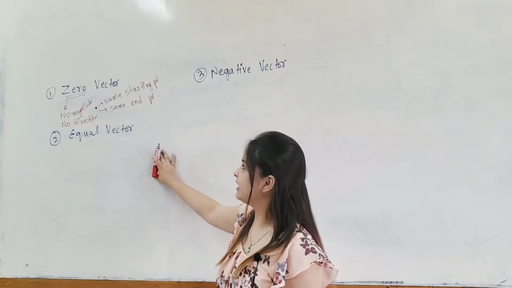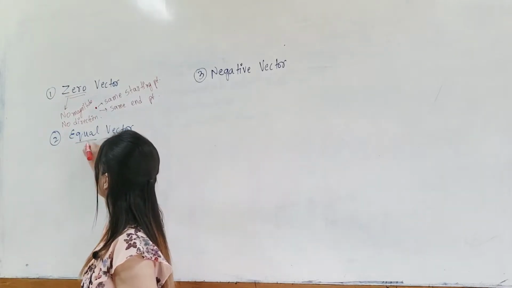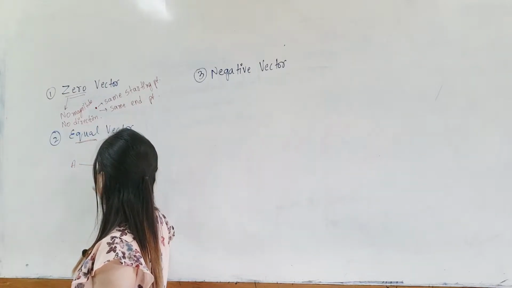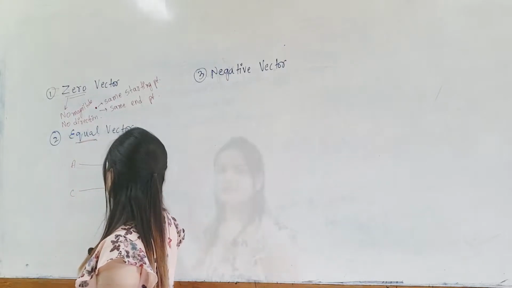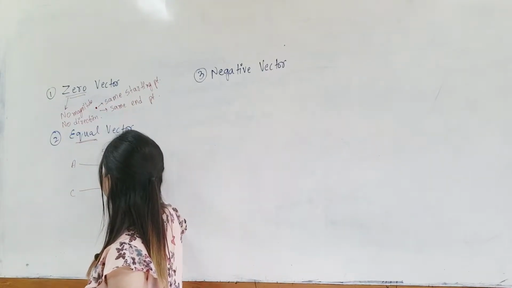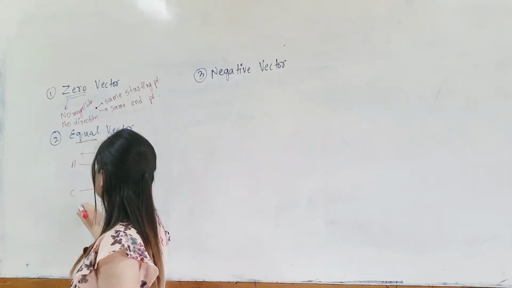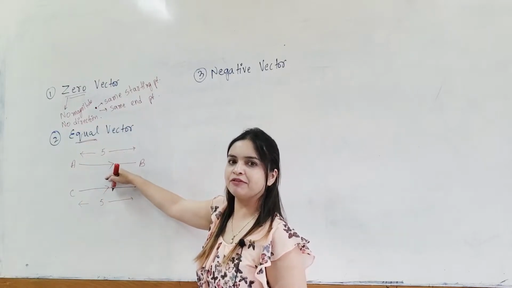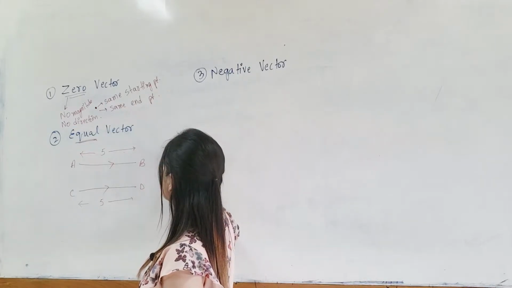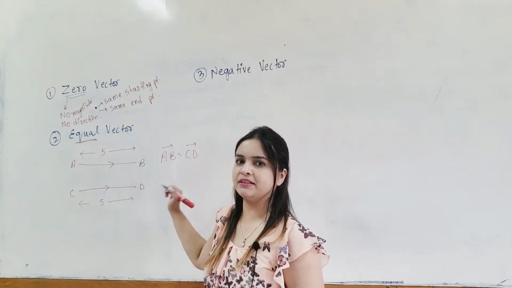Now next is my equal vector. What is equal vector? Suppose I have one vector AB and the second vector CD. Suppose I say the magnitude of vector AB is 5 and the magnitude of vector CD is also 5. Also, they have the same direction. That means my vector AB is equal to vector CD because they have same magnitude as well as same direction.